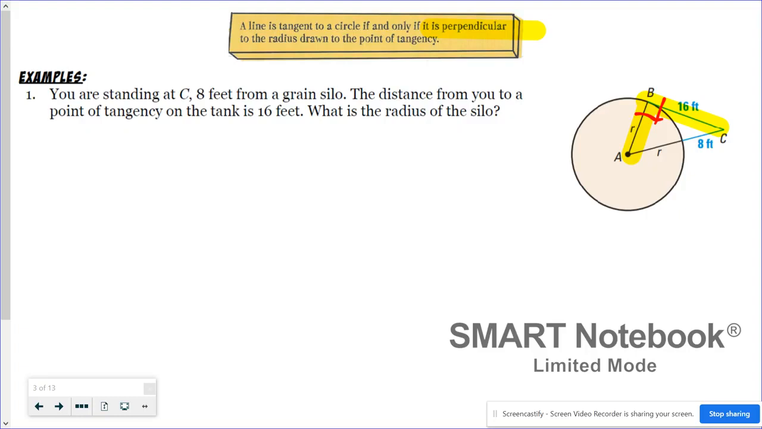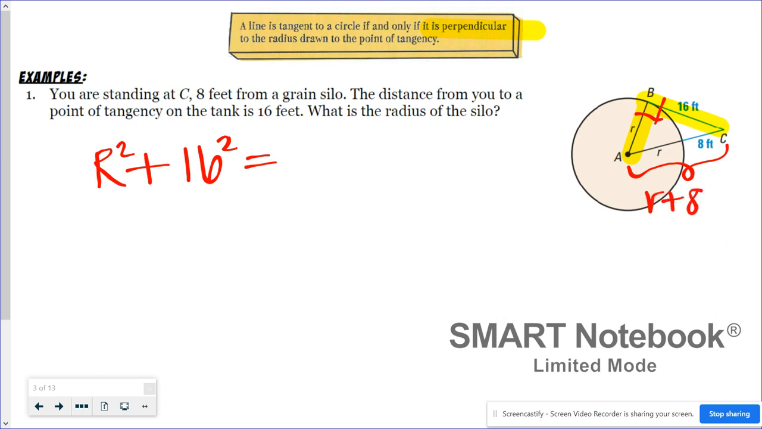So I'm going to take the leg squared, where one of the legs is the radius, plus the other leg squared. This is going to be equal to the hypotenuse squared. Now the hypotenuse in this triangle is the combination of the segment with a measure of r and the segment with a measure of 8. So we're going to call it r plus 8. That's the whole hypotenuse, so the hypotenuse squared.